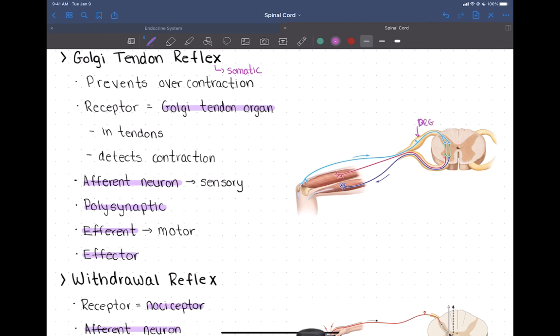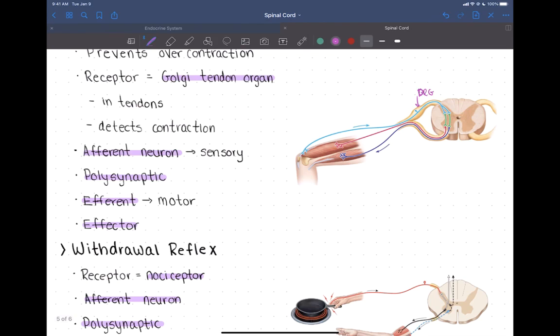Into the spinal cord, and in the spinal cord you can see here that we have our integration neurons, meaning this is polysynaptic. So this is a polysynaptic reflex. Those integration neurons will then connect to motor neurons, which go out to the effector, or in this case, the effectors. So there's two that we're looking at here. This one would be traveling to the muscle that was contracting, and it's going to inhibit the contracting muscle.